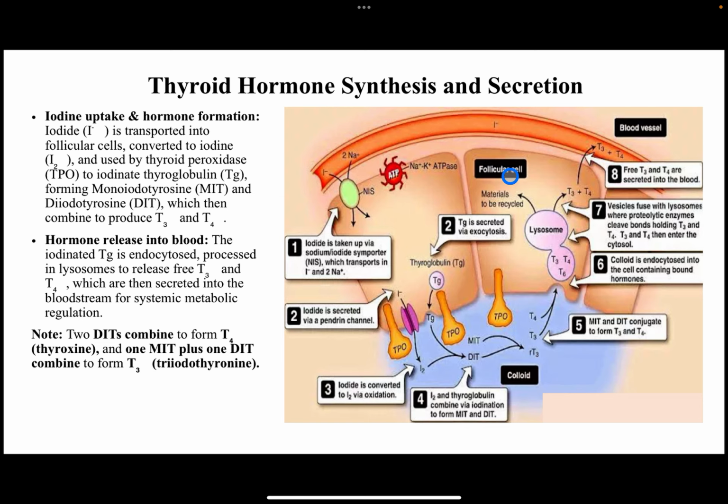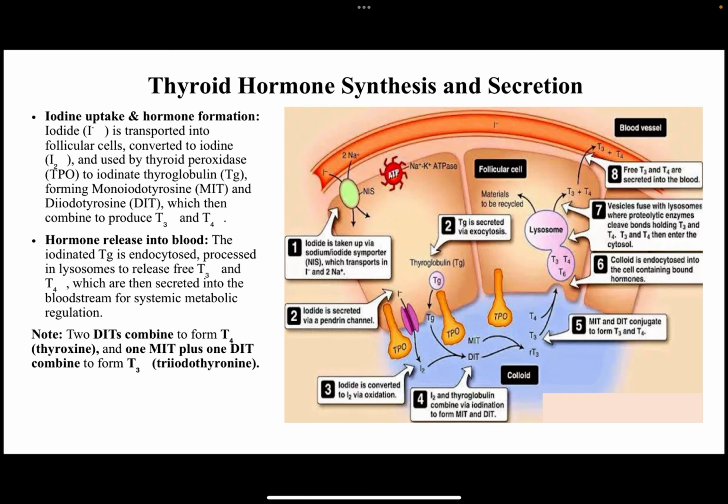Now, already in the follicular cell, we have a large protein, a large glycoprotein. We call it thyroglobulin. Then the iodine will bind with the thyroglobulin to form what we call the iodotyrosines. The iodotyrosines are in two forms. We have the monoiodotyrosine and then diiodotyrosine. The monoiodotyrosine is the MIT, and the diiodotyrosine is the DIT.